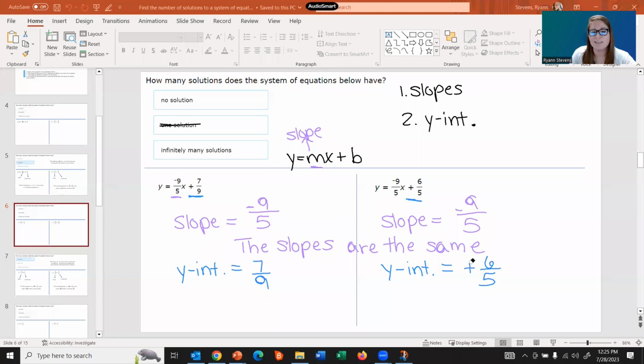I'm just going to write this as 6/5. And just to be clear, the y-intercept is the number that's in place of plus b. So this would be our y-intercept. It's not always going to be plus b. It depends on if there's a positive sign or a negative sign that goes with the number. So we can see one of our equations has a 7/9, and the other has a 6/5, which are not the same fractions. Those are not equivalent fractions. They're not the same number. And so we can say the y-intercepts are different.